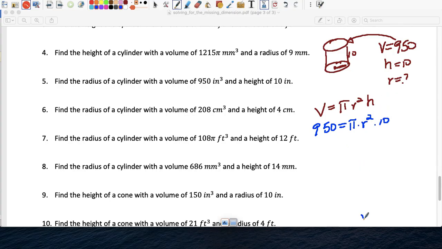So our equation at the end of the day has to look like this. R equals something. So let's start getting rid of a few things. So we need to get rid of the pi and the 10. So let's divide both sides by 10 pi and 10 pi over here. The 10 goes away, the pi's go away. I'm left with r squared. On the other side, 950.